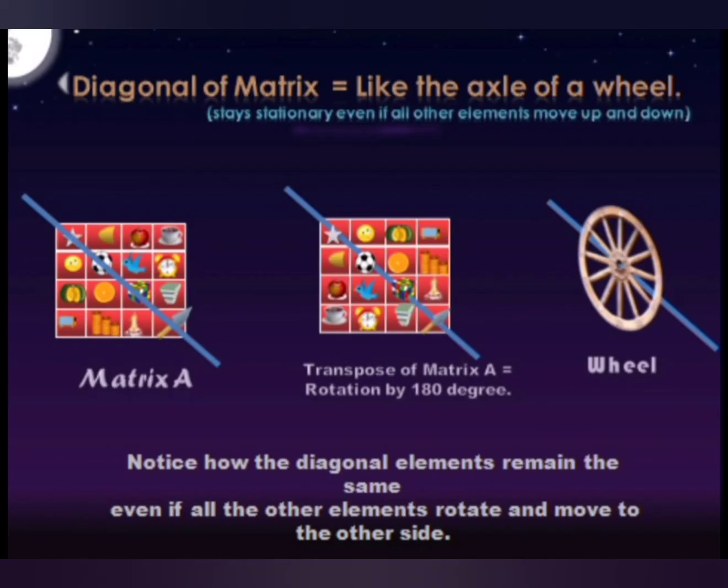What if you are told that the diagonal of a matrix is the axis around which things rotate, and that the transpose of a matrix is the entire matrix or the object that it represents rotated by 180 degrees about the diagonal as an axis, and that the transpose of a matrix will be the entire matrix rotated by 360 degrees.